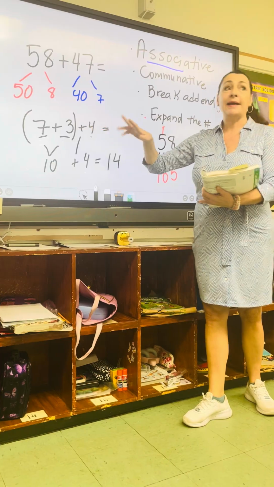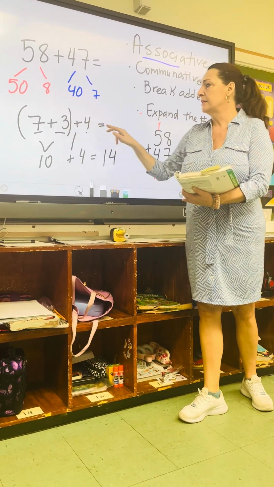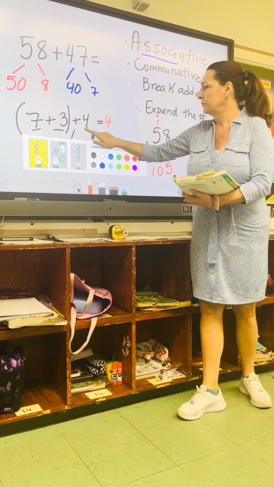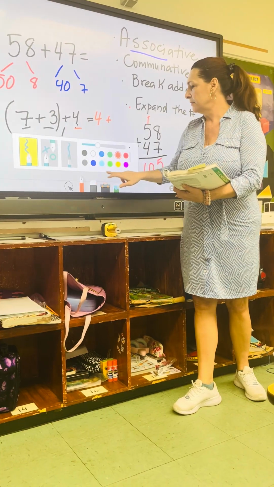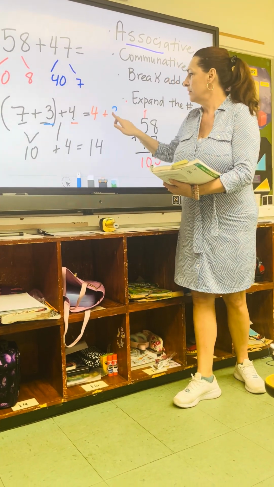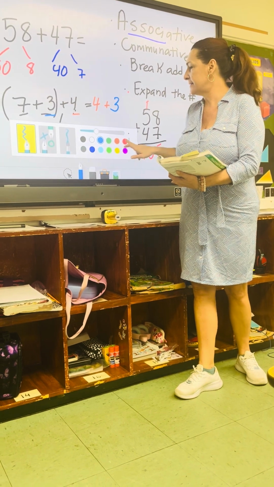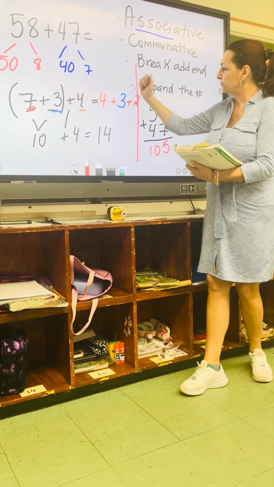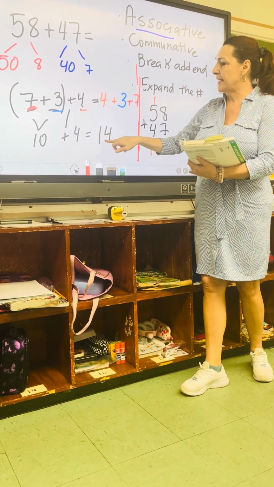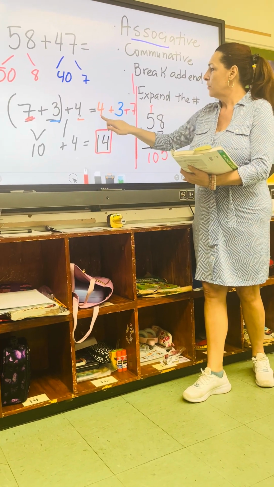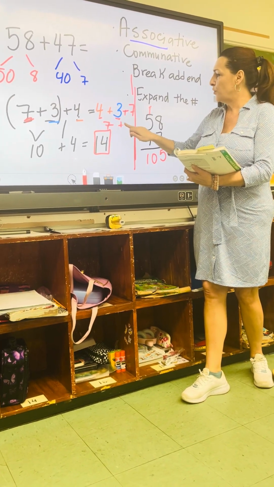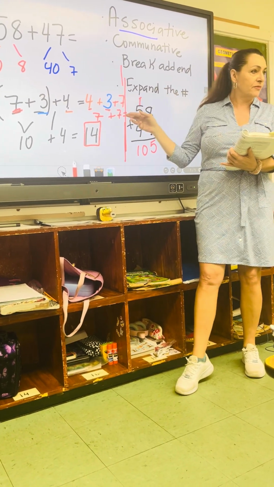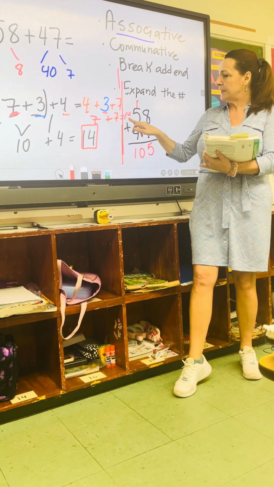But then you can combine the addends, these are called addends, differently. You can combine 4 plus 3 in parentheses, and then add 7. Let's try it again to see if we get the same number, 14. So 4 plus 3 is 7. You bring the plus down and add the other 7. What is the sum? 7 and 7 is 14, right?